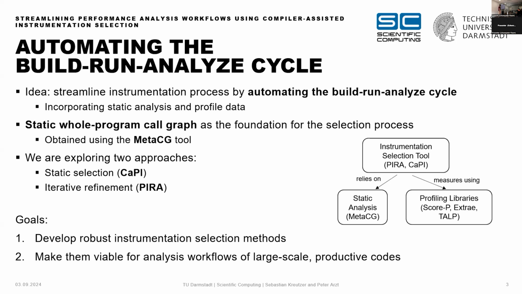The first one uses purely static selection. We have a tool called CaPI. And then you can also do some iterative refinement. There's also a package called PIRA, which Peter will talk about later. Our goal with these tools is first to develop robust approaches for how we can do this in a more research setting. And then we're now also trying to make this really viable for large-scale codes, so it's not purely academic but can be used for, let's say, CFD applications.